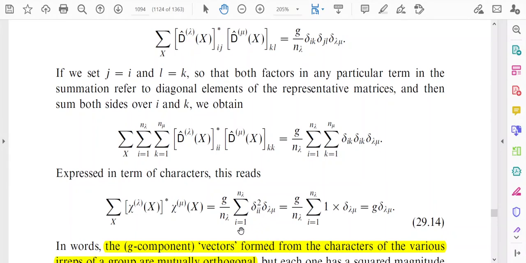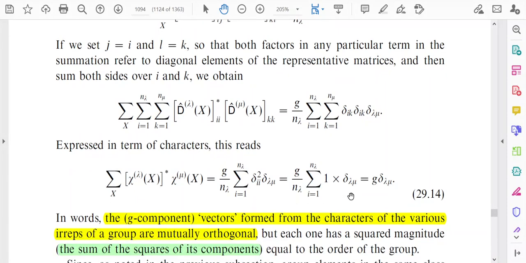Because we have set i equal to k, that is why we have written delta i squared, and the sum is from i equal to 1 to n lambda. Ultimately the right side becomes, because we know that delta i is equal to 1, g into delta lambda mu, because the sum of 1 from i equal to 1 to n lambda is n lambda. So, n lambda cancels out. Ultimately the product of the characters becomes g into delta lambda mu.